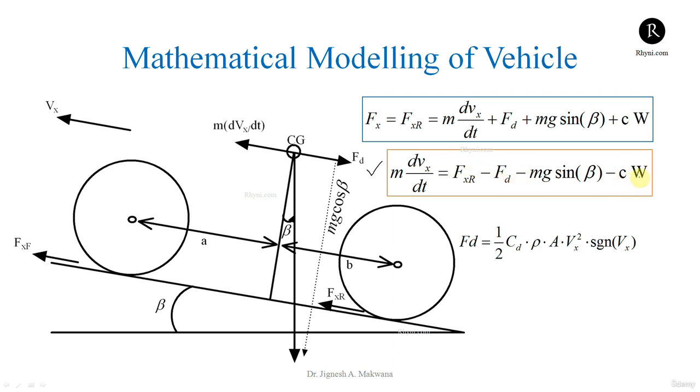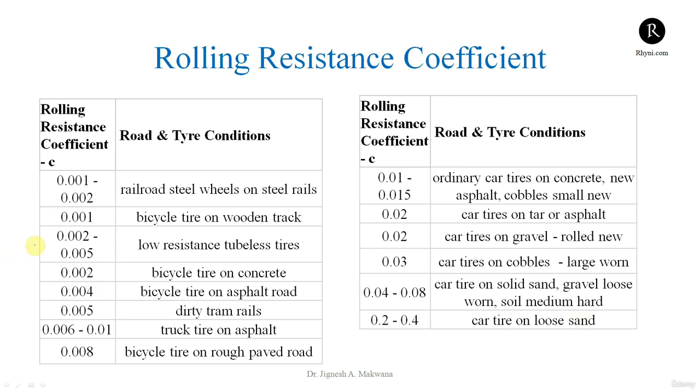Now there is minus C into W and here plus C into W. So simply by doing this you can update your equation, nothing else, right? In the simulation model you can just add this force if you know the value of the rolling resistance coefficient, and Fd is as it is that we discussed. So here are some typical values of the rolling resistance coefficient with different road conditions, surface conditions and tire conditions. You can go through different literature also and you will find different values of rolling resistance.